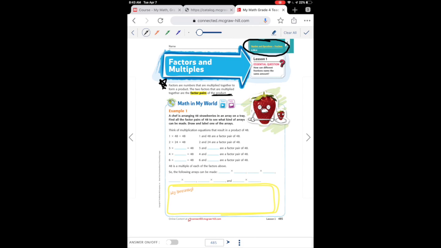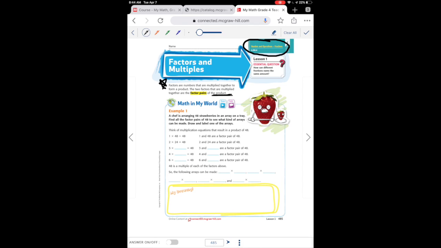So 1 times 2, the product is 2. 3 times 3, the product is 9. So what we are going to be doing is figuring out what two numbers work together to make a product. Okay, we're going to be given the product and we're going to have to work backwards and figure out what two numbers make that product.